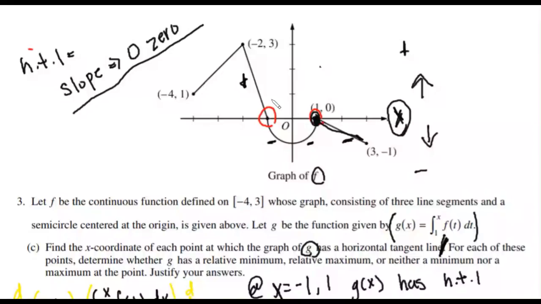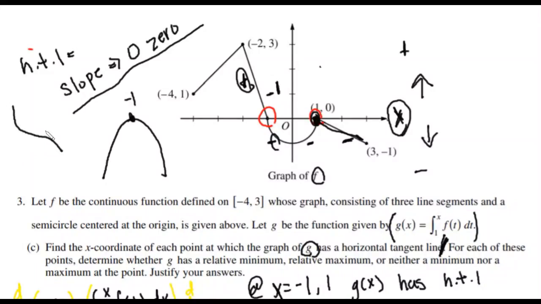So, at this point, negative 1 changes from positive to negative. Positive going up, negative going down. This will be negative 1. And from here, it's negative to negative, right?